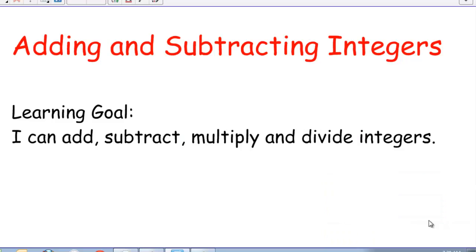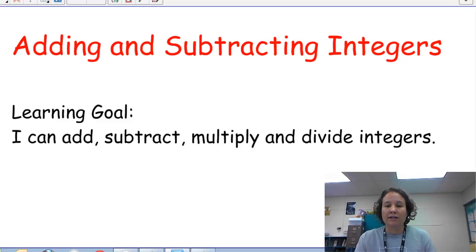Everybody! Today we're going to be talking about adding and subtracting integers, which goes with the learning goal: I can add, subtract, multiply, and divide integers. And obviously we're just taking the first half of that today. Just to remind you, integers are whole numbers and the opposites of whole numbers, so numbers that don't have any fraction or decimal part, like positive 10 or negative 3. And we want to talk about what we do when we add and subtract those.